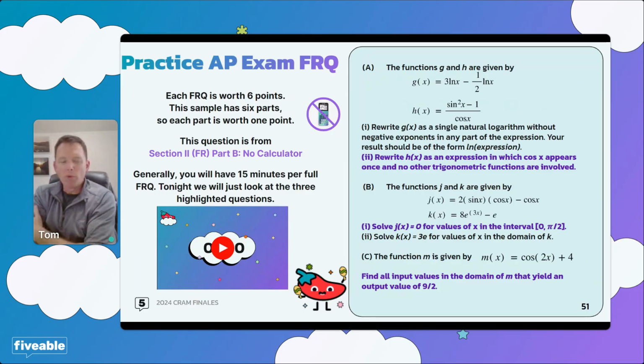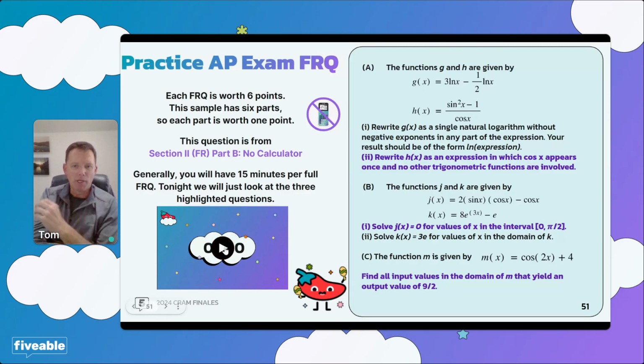Okay, we're going to wrap up with one more practice problem. I know we're right at the top of the hour. We want to be respectful of your time, but I do want you to see what a sample free response question might look like. This question is actually lengthy. Each free response question is going to take about 15 minutes on average. They're typically going to have 6 parts. This one has 6 parts, each part worth 1 point.